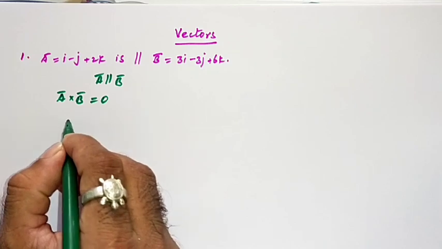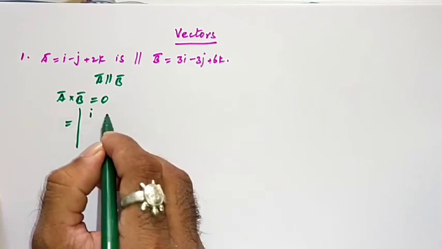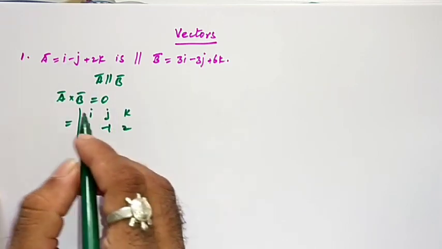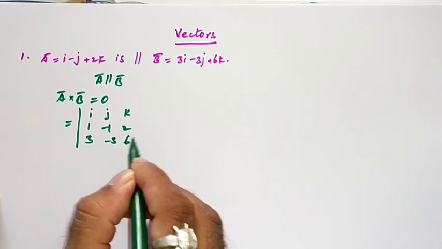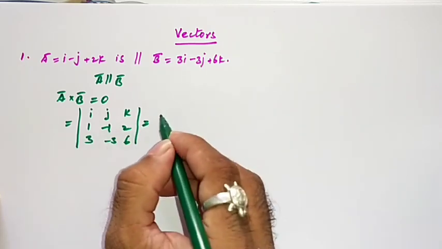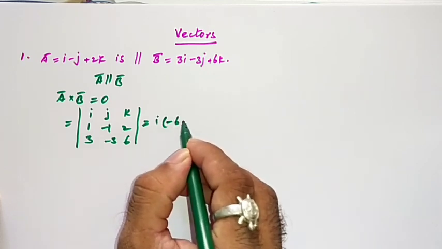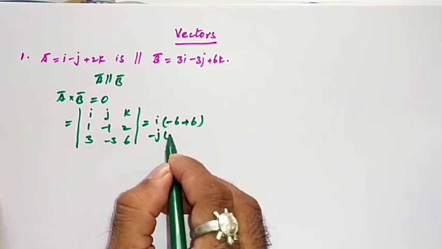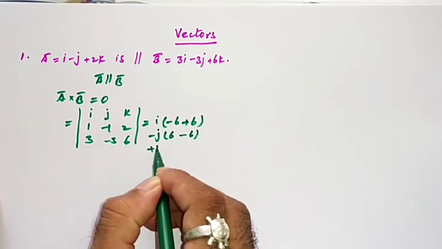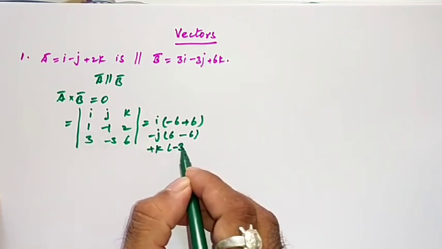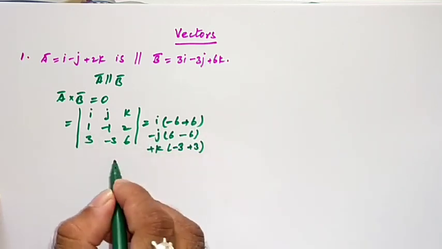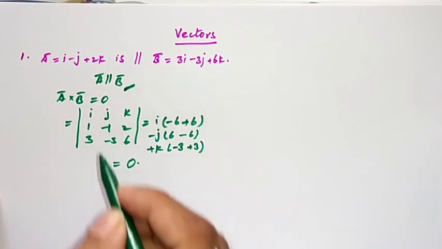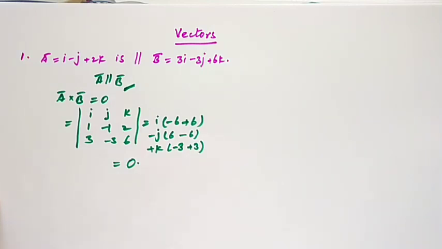Let us solve that. A cross B is equal to the determinant of i, j, k. First A: 1, -1, 2. B: 3, -3, 6. That is equal to i of (-6 + 6), minus j of (6 - 6), plus k of (-3 + 3). What is the value? 0. Yes, so we can say that A is parallel to B. Understood?